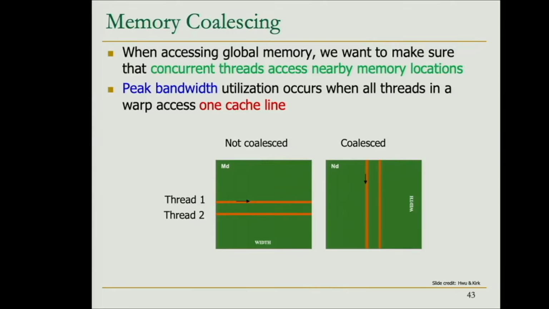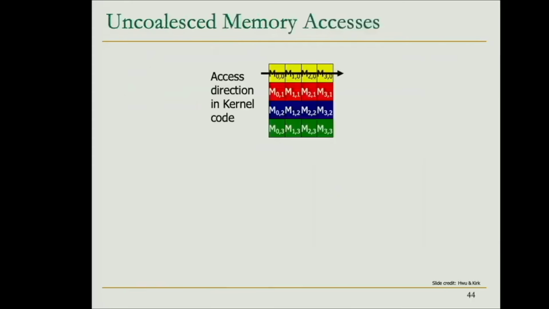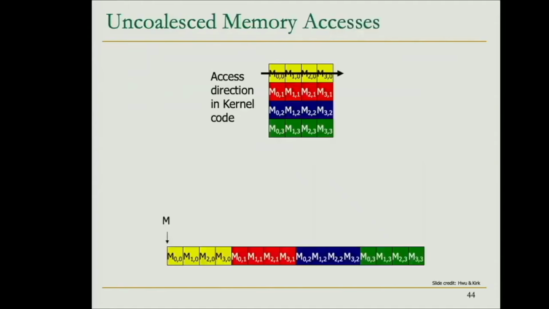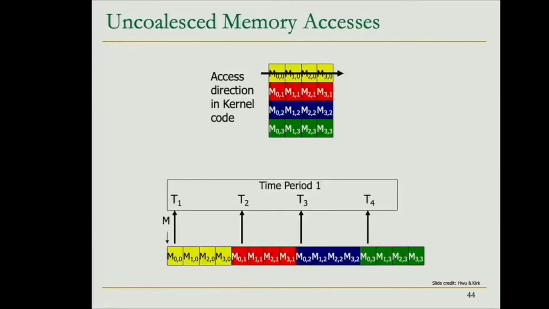The difference is that for the same access, here I need 2 memory transactions, while here I only need 1 memory transaction. So that's the way of doing the coalesced access and to have peak bandwidth in this memory access. This is a little bit more detail about what an uncoalesced memory access is. Imagine that I assign the rows to individual threads.